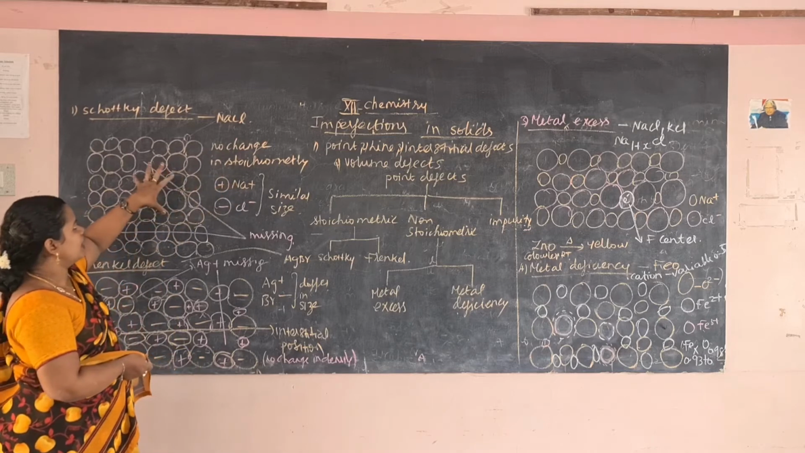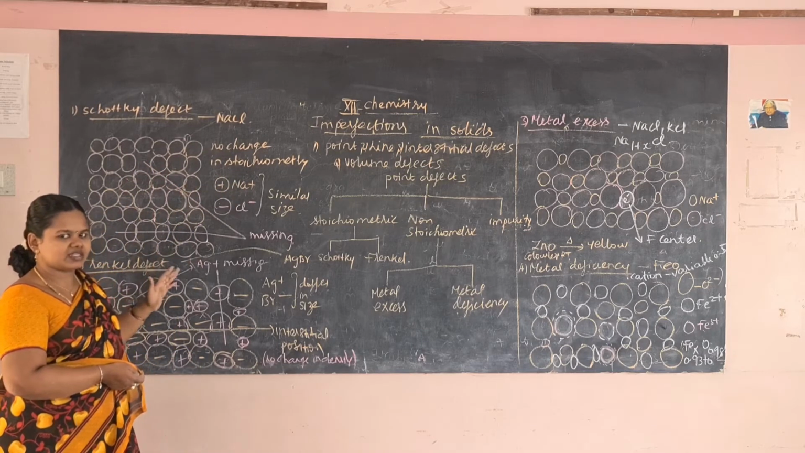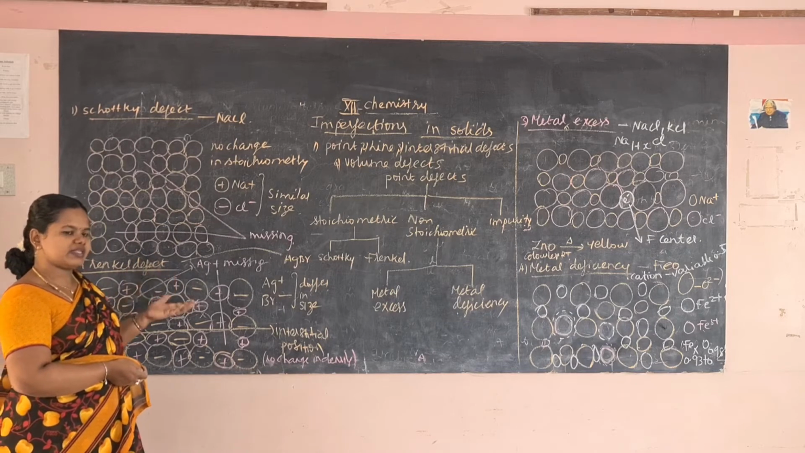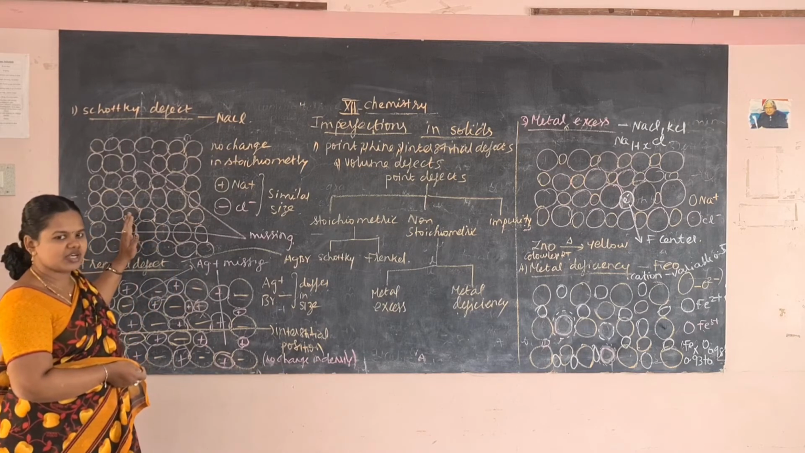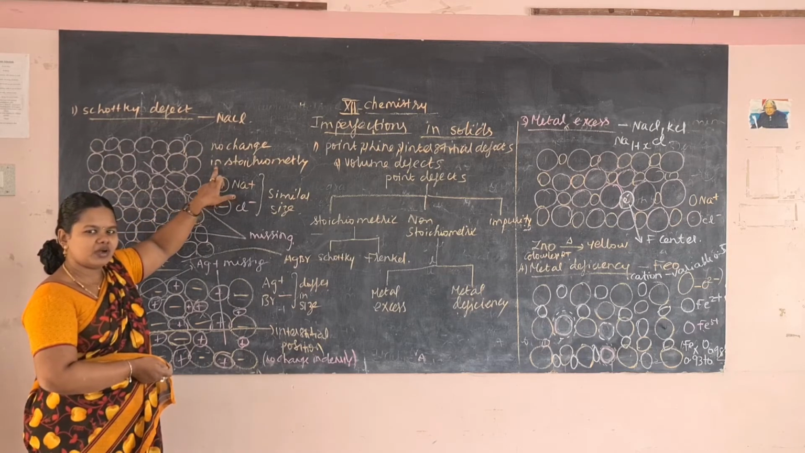And here this defect occurs when the cation and anion are of similar size. If cation and anion are of the same size, that is what is called Schottky defect. And here there is no change in stoichiometry. What is stoichiometry?